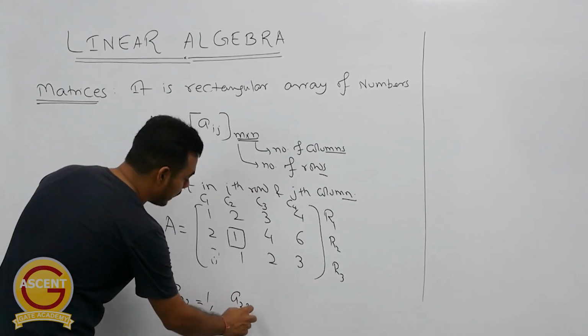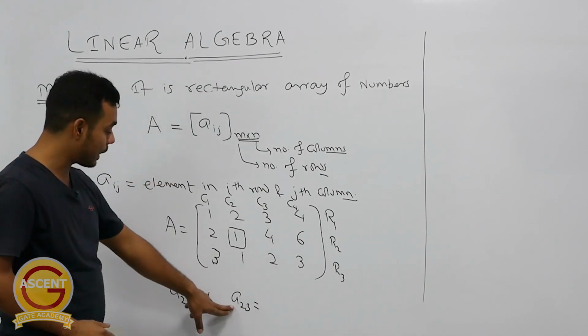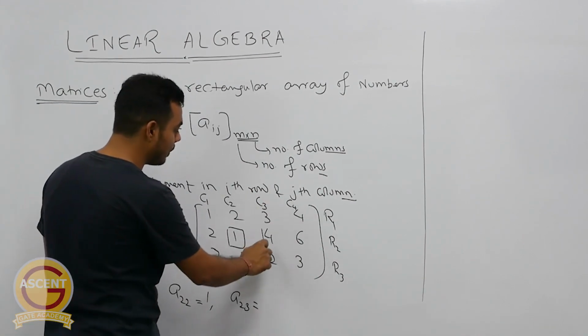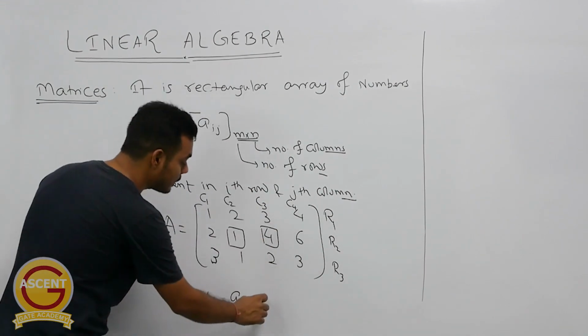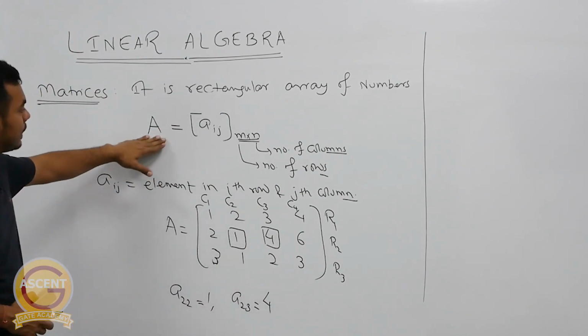Similarly the element A23 means the element in the second row and third column. So this is your second row R2 and this is the third column. So the element in the second row and third column is 4. So this is the very standard representation of a matrix.